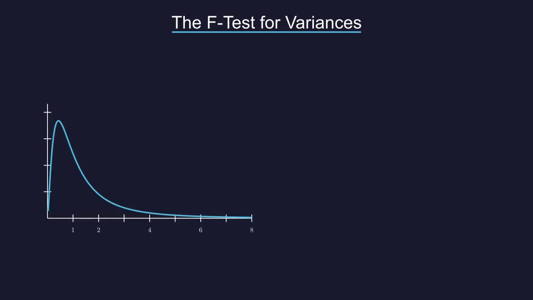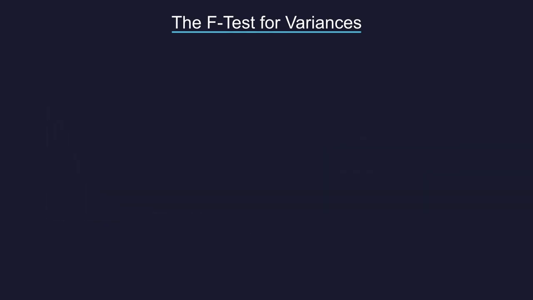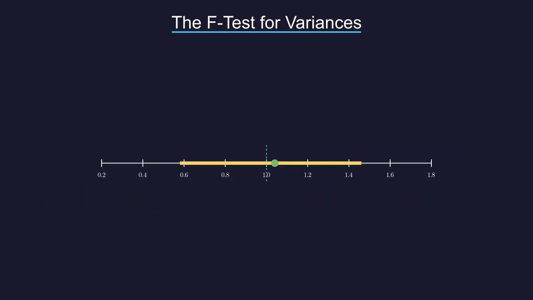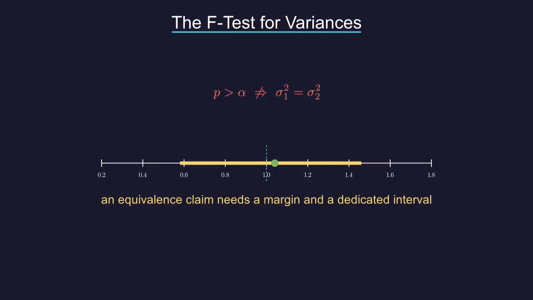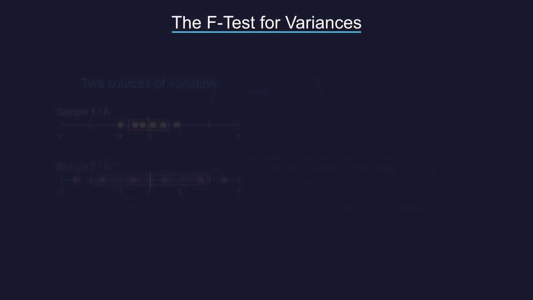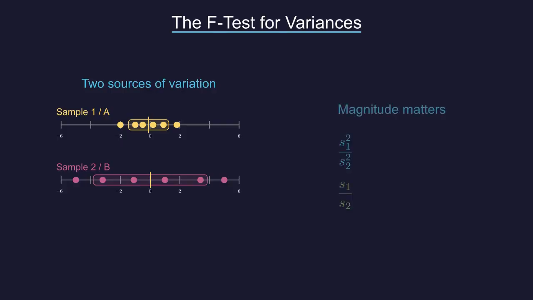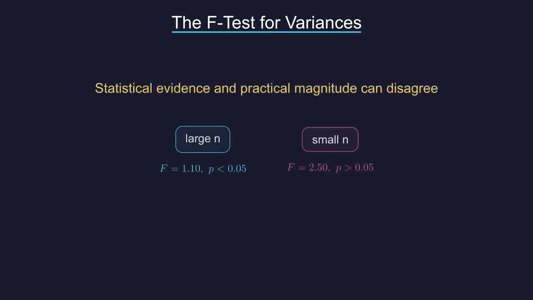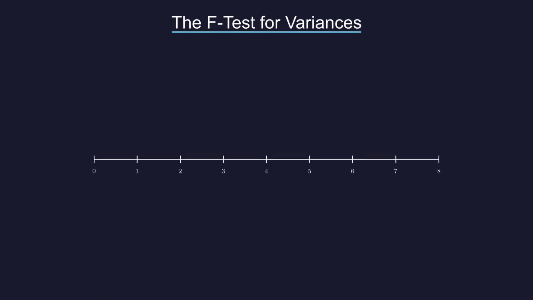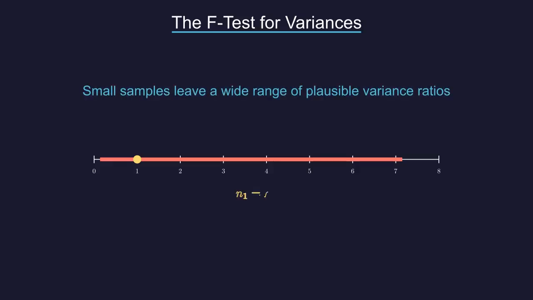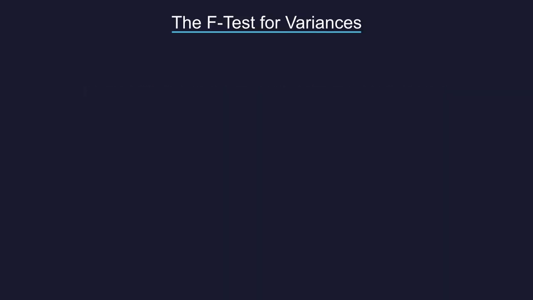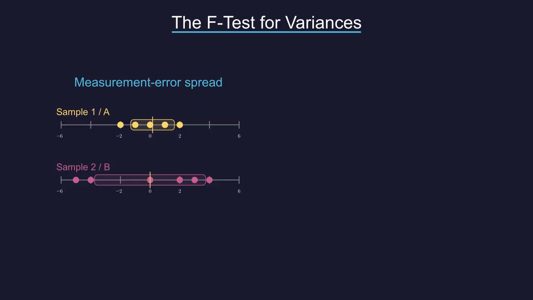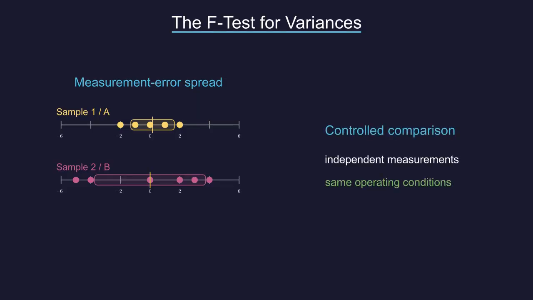Rejecting H0 supports a variance difference under the model. Failing to reject means the observed ratio is not sufficiently extreme at alpha. It does not establish equal precision or interchangeability. Practical interpretation should use the variance ratio or standard deviation ratio and domain tolerances. A p-value can be small for a minor difference in a large sample or inconclusive for a consequential ratio in a small sample.